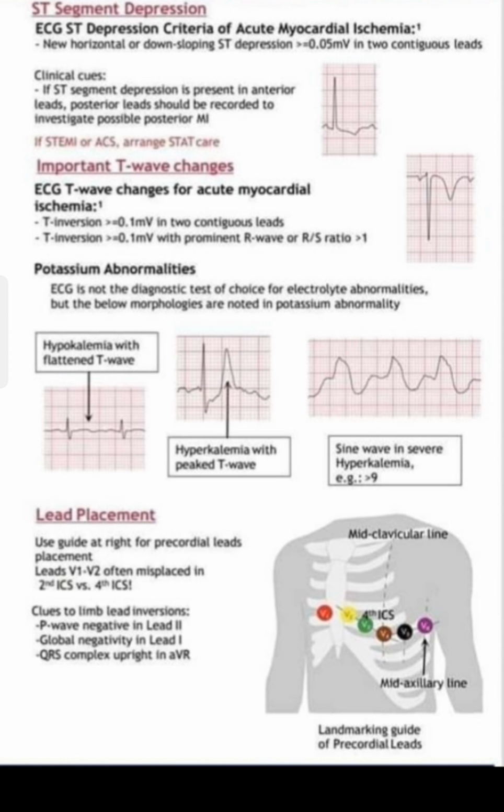Important T wave changes. ECG T wave changes for acute MI: T inversion more than or equal to 0.1 millivolt in two contiguous leads, or T inversion more than or equal to 0.1 millivolt with prominent R wave or R to S ratio more than 1.